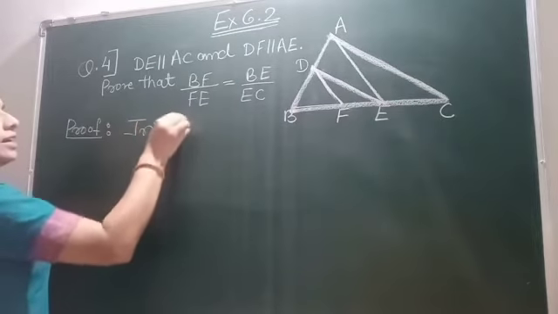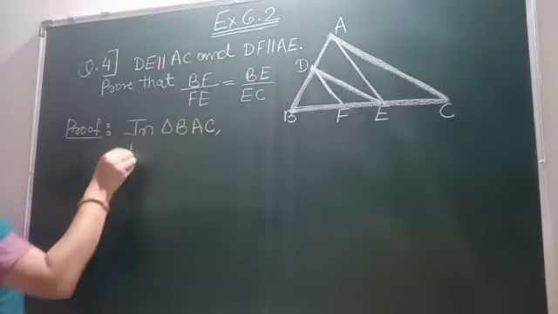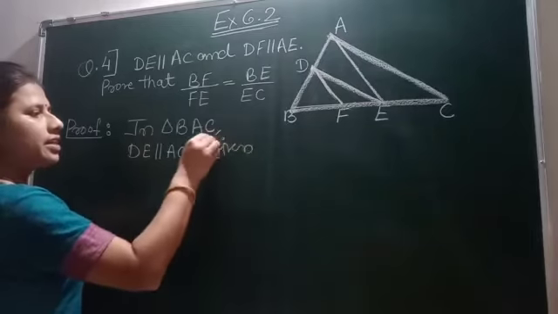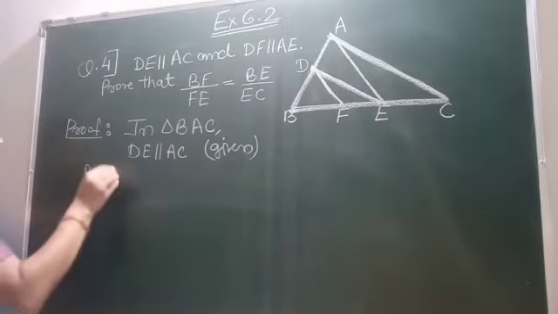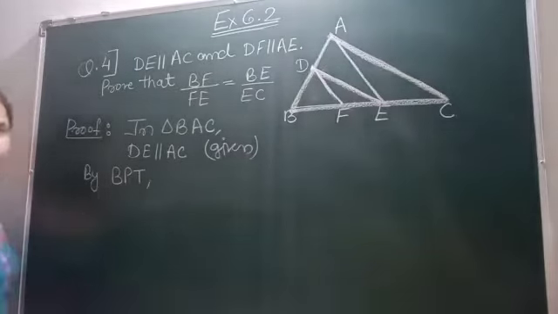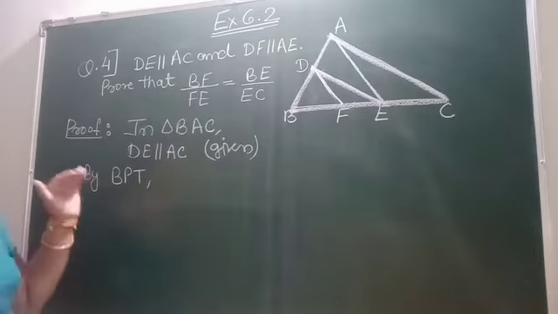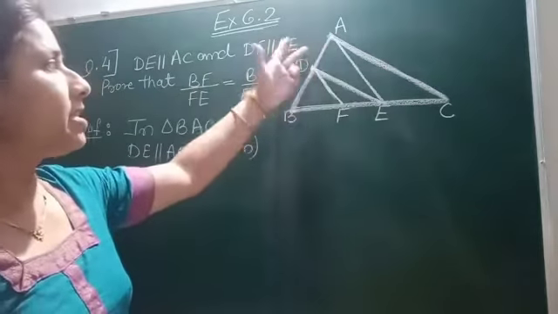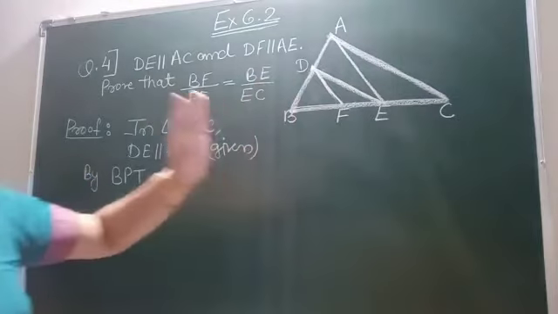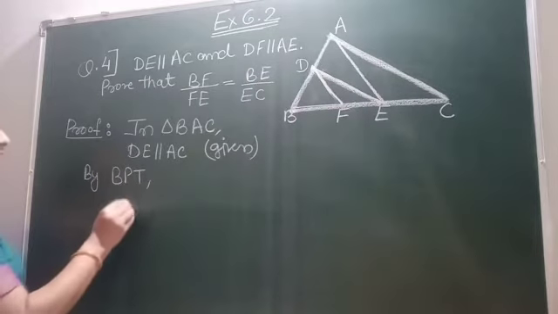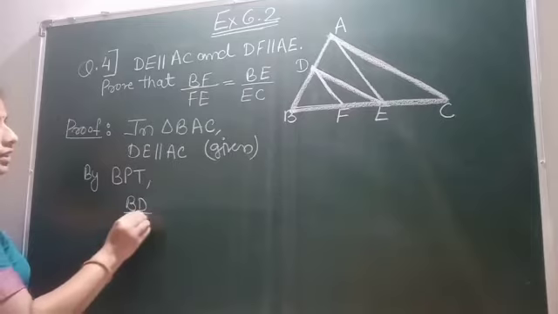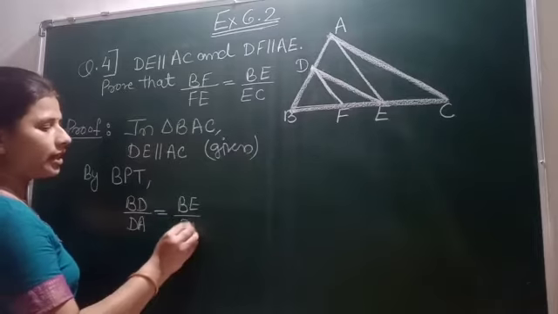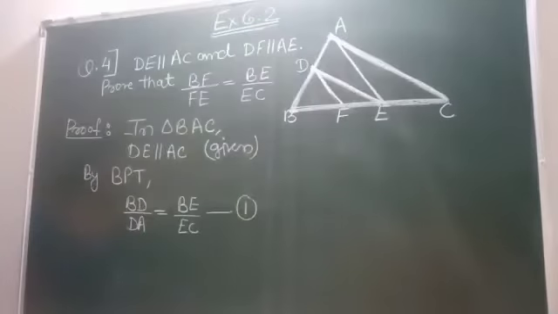So in triangle BAC, line DE is parallel to AC. It is given that, so we can easily apply here basic proportionality theorem. And according to this basic proportionality theorem, this parallel line divides other two sides in equal ratio. So what we will get? We will get BD upon DA equal BE upon EC. This one is our equation number 1.